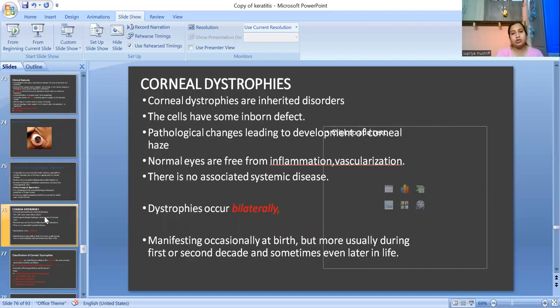Now there come corneal dystrophies. These are inherited disorders. The cell has some inborn defect, and pathological changes lead to corneal haze. Normal eyes are free from inflammation and vascularization. There is no associated systemic disease. These are typically bilaterally symmetrical, manifesting occasionally at birth, but more usually during the first and second decade, sometimes even later in life.